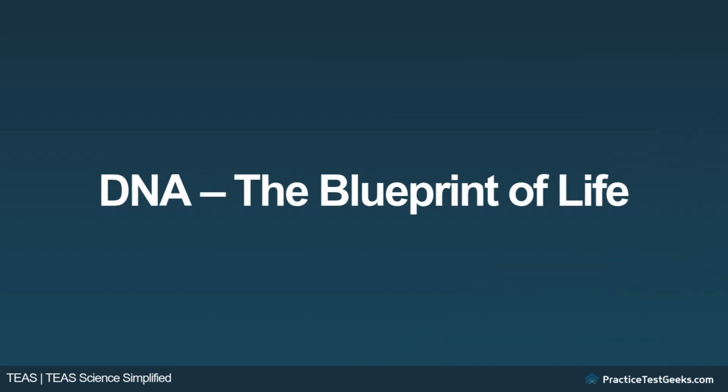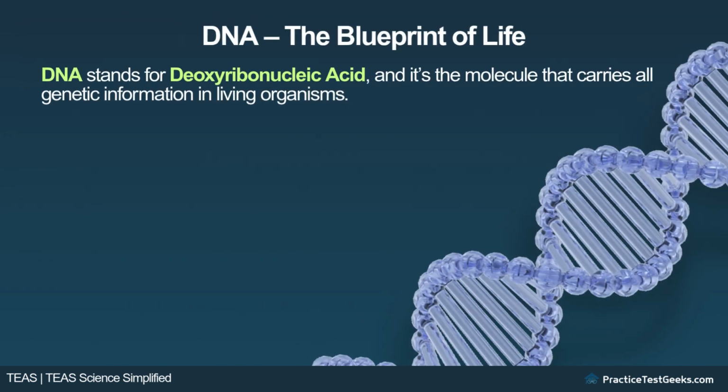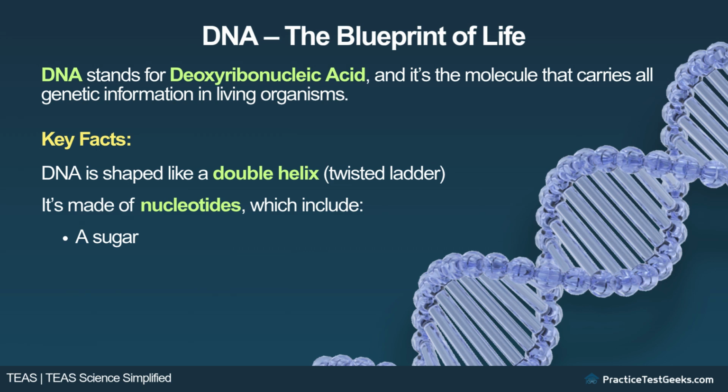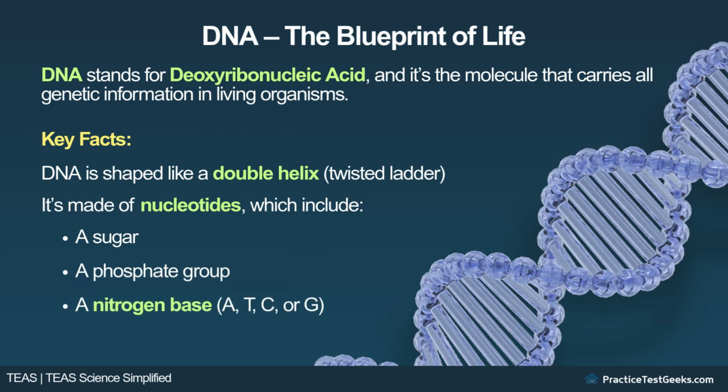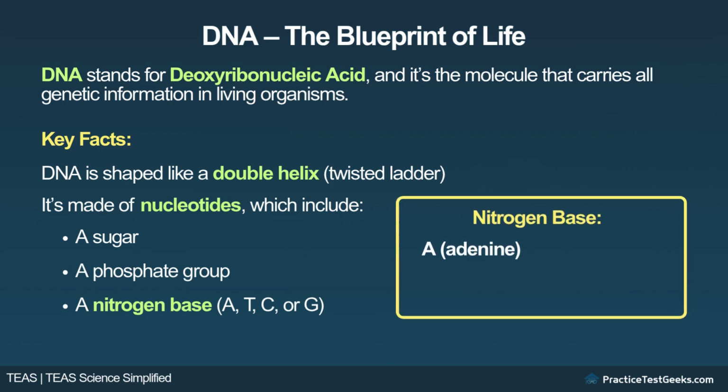Let's dive into DNA, the molecule that holds all the instructions for life. DNA stands for deoxyribonucleic acid, and it's found in nearly every cell. Think of it as your body's instruction manual. Now, what does DNA look like? It's shaped like a double helix, a twisted ladder. Each step of the ladder is made of nucleotides, which have three parts: a sugar, a phosphate group, and a nitrogen base. There are 4 nitrogen bases you need to remember: A, adenine; T, thymine; C, cytosine; and G, guanine.